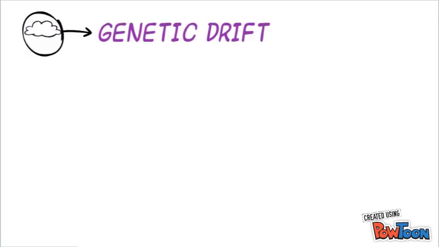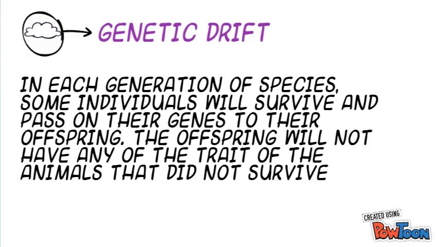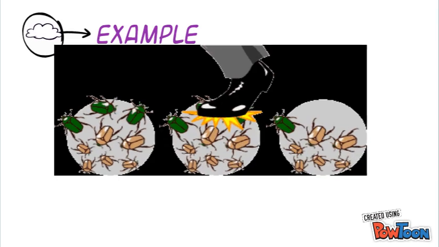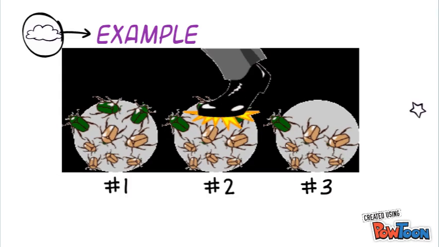Genetic drift. In each generation of a species, some individuals will survive and pass on their genes to other offspring. The offspring will not have any of the traits of the animals that did not survive. In this photo, you see a species of bugs. Some of the green bugs do not survive, leaving the majority of the population brown, and those brown bugs will pass their genes to the next generation.